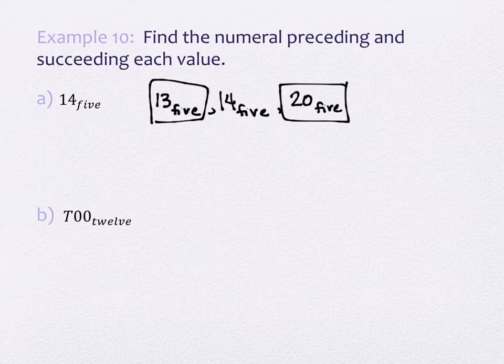How about the number T00? We're in base 12. Which one's the easy one, the one before or the one after? After. Yeah, so T00 in base 12. What comes after T00? T01. We just increase that last digit by 1. We're always wanting to either increase or decrease that last digit. Well, it's easy to increase from 0 up to 1. That's why that one's the easier of the two to do.